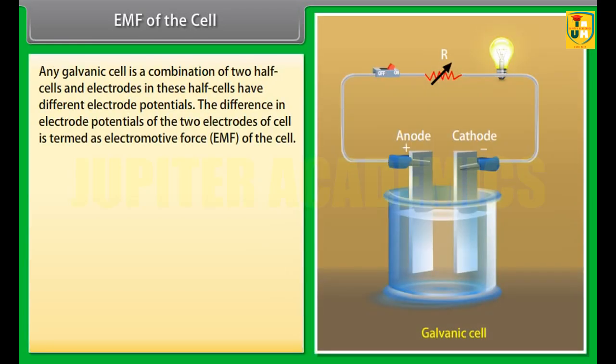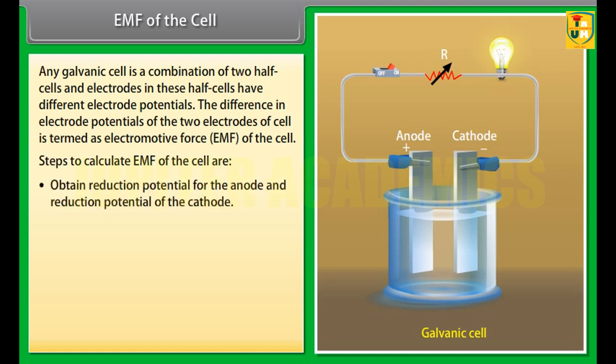EMF of the cell. Any galvanic cell is a combination of two half cells, and electrodes in these half cells have different electrode potentials. The difference in electrode potentials of the two electrodes of a cell is termed as electromotive force of the cell. Steps to calculate EMF of the cell are: obtain reduction potential for the anode and reduction potential of the cathode. Combine the two reduction potentials.